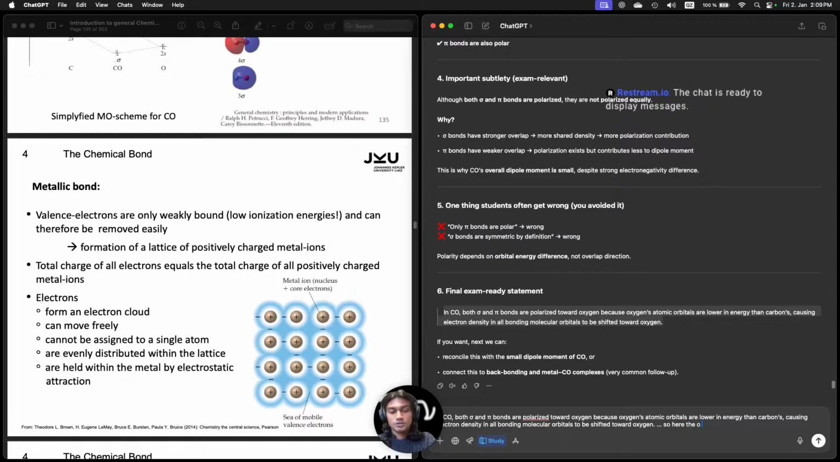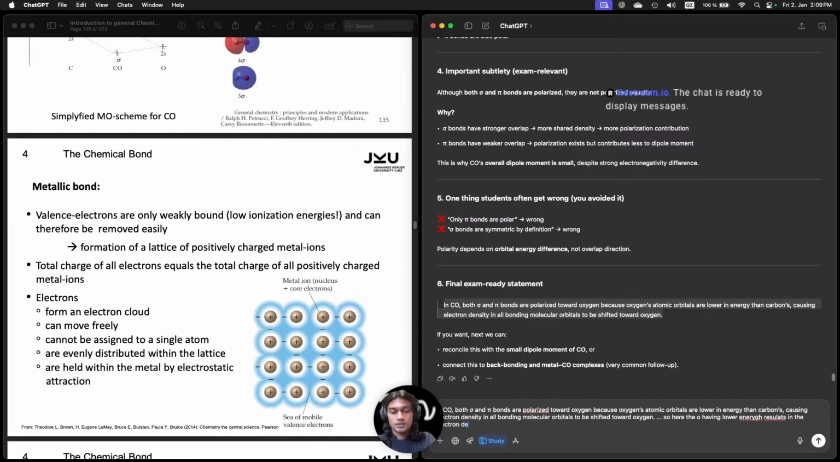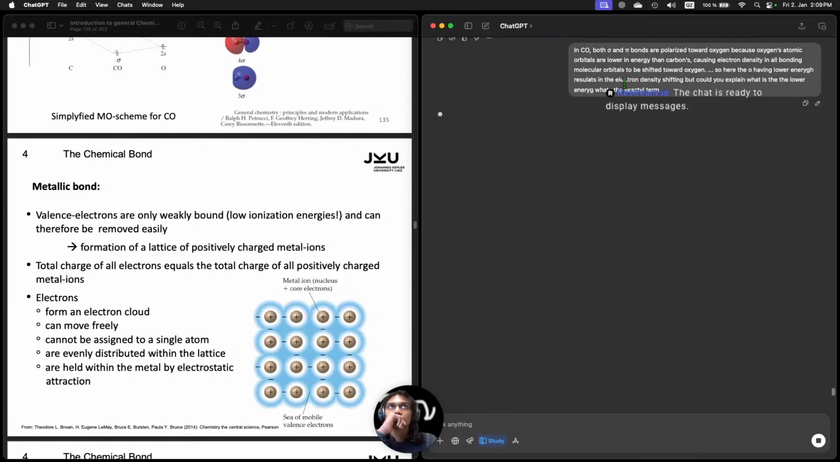So here, the oxygen having... the electron density shifting... What's the exact term? No, not exactly.